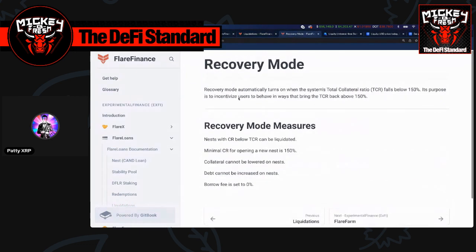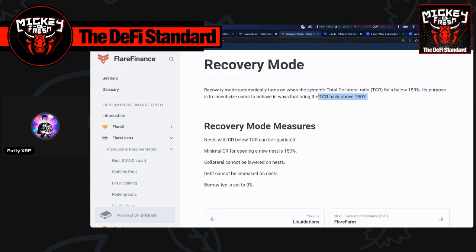And the next thing that's really important to know, that you should keep an eye on if you are going to take out a loan from FlareLoans: recovery mode automatically turns on when the system's collateral ratio falls below 150%. I think the system's TCR right now is like 180%, so it's really not even close to this. And the purpose is to incentivize users to behave in ways that bring the TCR back above 150%. So essentially, when you have collateral at 150% or higher, right now that's a parameter saying this is a relatively safe nest that's probably not going to get liquidated in the blink of an eye.